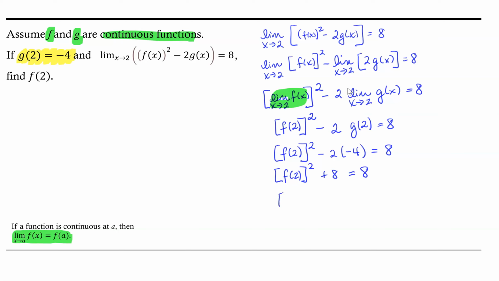Subtracting 8 from both sides of the equation, we get f of 2 squared equals 0. And then applying the square root property to both sides of the equation, we get f of 2. Now, in general, we'd want to do plus or minus the square root of the right-hand side. But in this particular case, the right-hand side is 0, so the plus or minus does not come into play. So this is actually equal to 0. So what we know now is that f of 2 has to be 0.